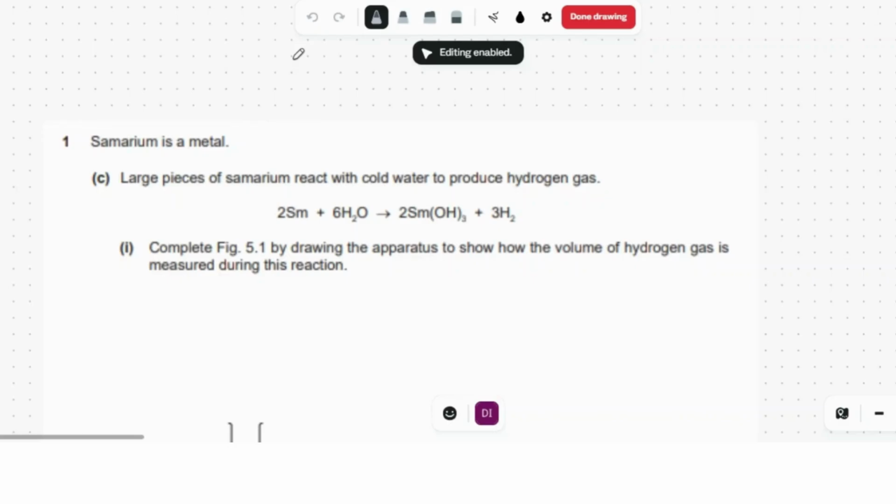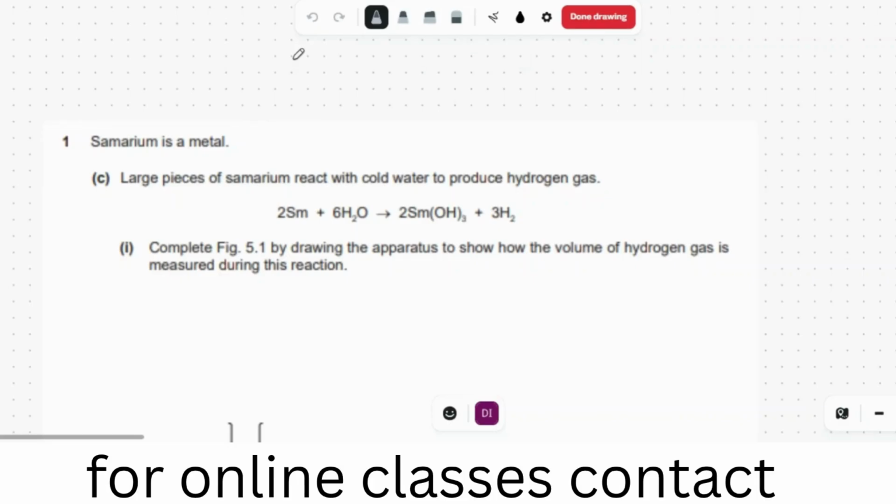Today we are going to talk about rate of reaction, past paper questions. So samarium is a metal. A large piece of samarium is reacted with cold water to produce hydrogen gas. Okay, that is the equation: 2Sm plus 6H2O gives us 2Sm(OH)3 plus 3H2.